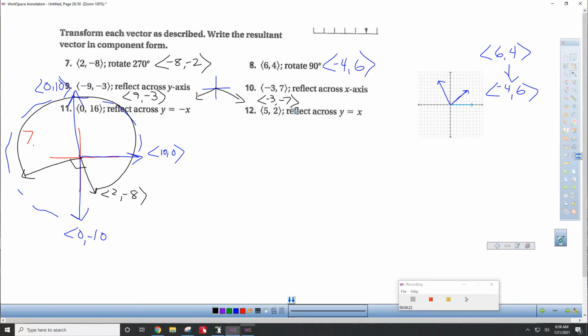Ooh, reflect 0, 16 along the line y equals negative x. This is going to be a Widmer-Ploy. Y equals negative x. Is that a positive slope or a negative slope? All right, so that's this one. All right? Okay, so we want to reflect 0, 16.